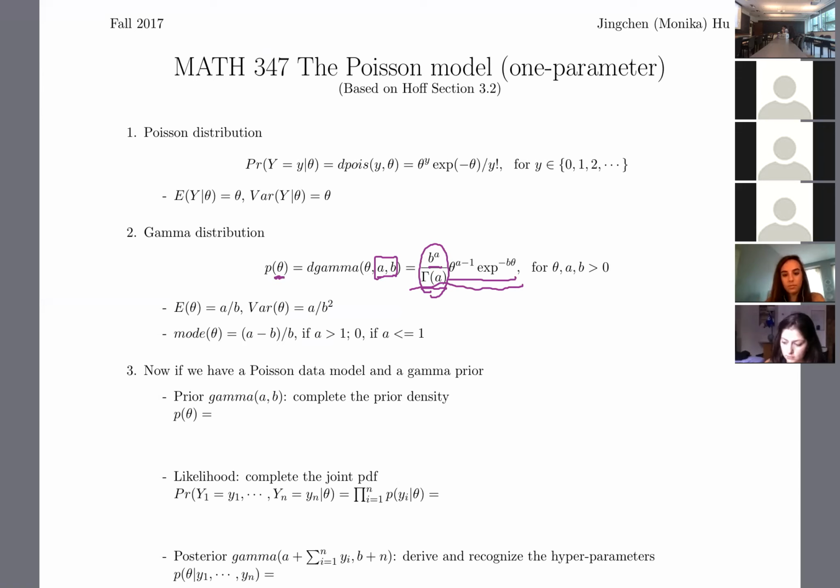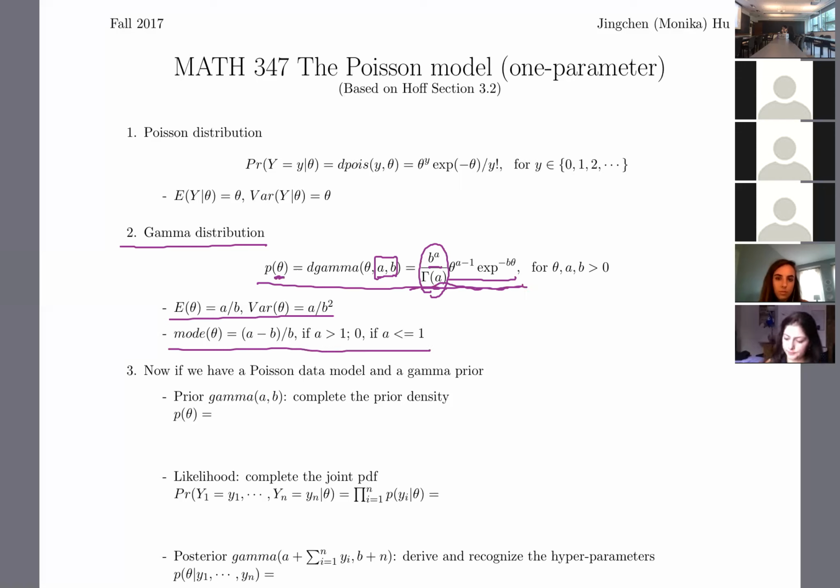If you want, you can go back and try with different A and B, just like with the beta case, to see what a gamma distribution looks like when you change A's and B's. But overall, pay attention that this is the PDF, and then the mean and variance are given, and sometimes people like to talk about the mode as well.